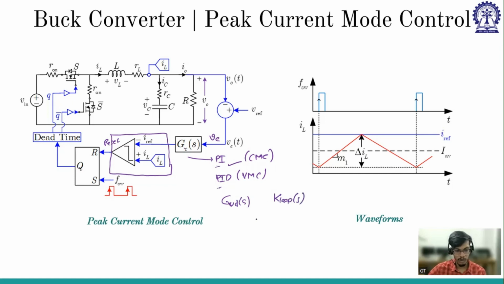So we want to achieve a bandwidth of FSW by 10 as well as phase margin to be 60 degrees, right? So for this, what is the requirement of the controller? Whether we need PI or PID. In voltage mode control, we need PID.